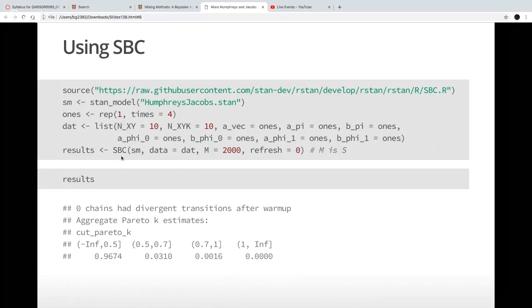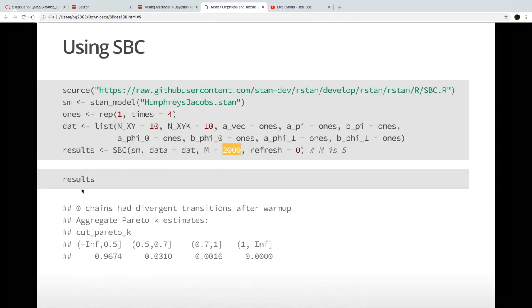Then call the SBC function, giving it the compiled model, the data, and how many times you want to call this whole thing. So I did 2000 here. That argument is called M, whereas in previous weeks we would have called that S, the number of simulations you want to do. But actually for each of these 2000 draws from the prior predictive distribution, it's drawing 1,000 times from the posterior. Anyway, that takes a little while, but actually not that long for a model like this.